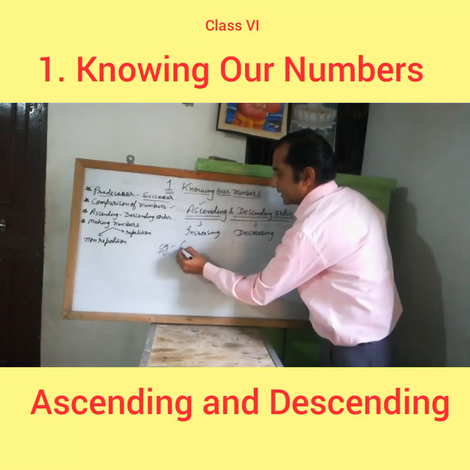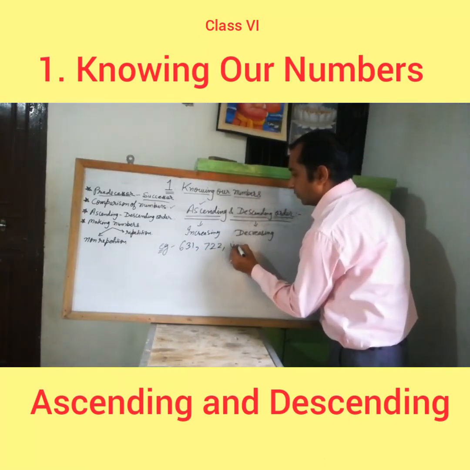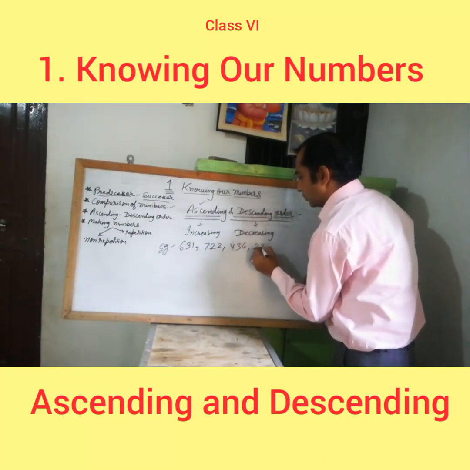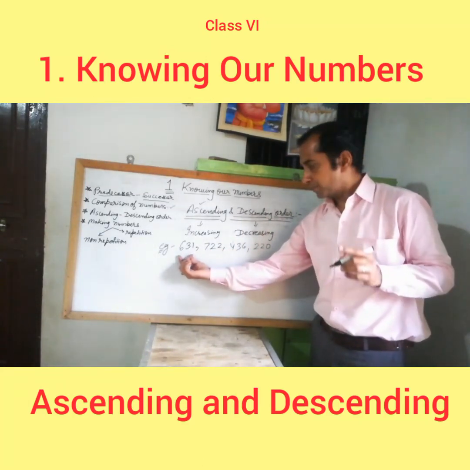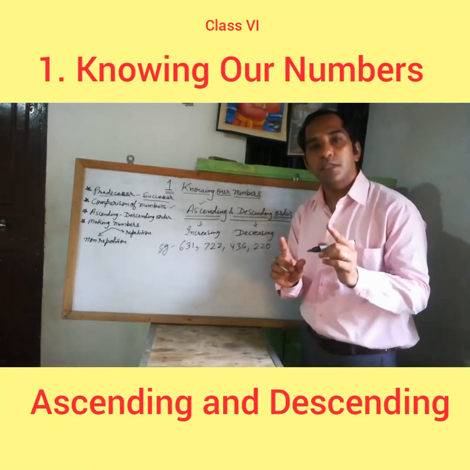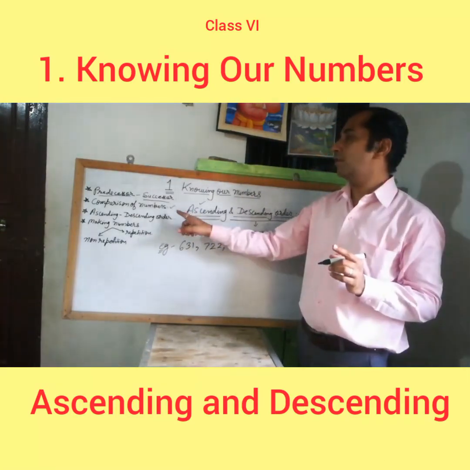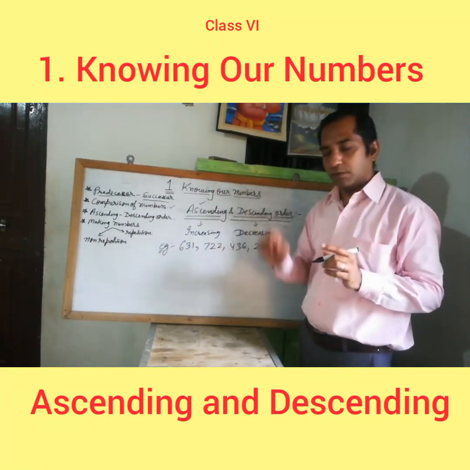We take an example. First of all, we take numbers of the same digits. Suppose 631, 722, 436, 220. I write 4 numbers. These all have the same number of digits, which we have learned in the comparison of numbers, right?